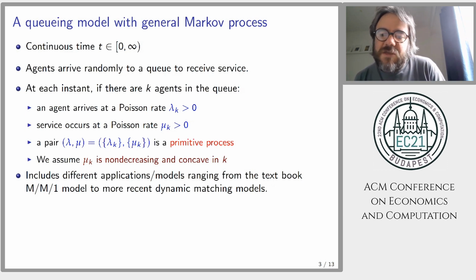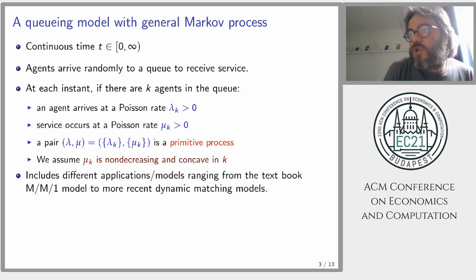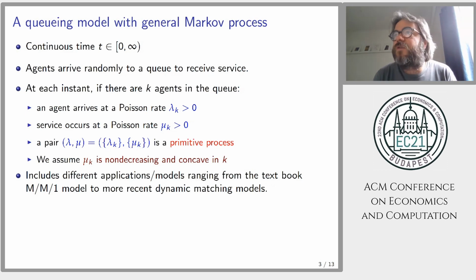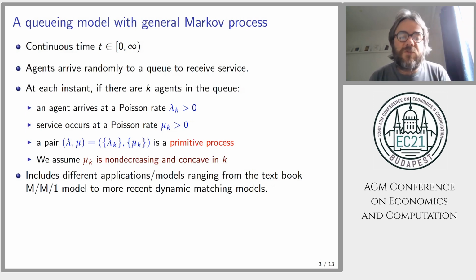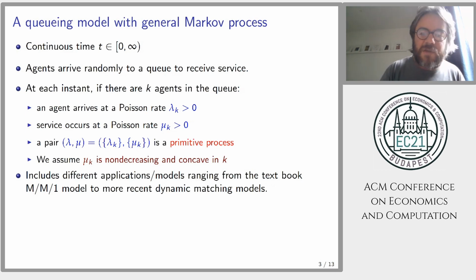Now, concavity is actually an assumption which is satisfied in all applications we know of. And interestingly, it's a necessary condition to ensure that basic rules and standard rules like first come, first served are actually non-wasteful. So this is a general setting that we're proposing, and it includes many different applications, which range from the standard M/M/1 model to more recent models like dynamic matching models, which are popular for instance, in the econ literature.